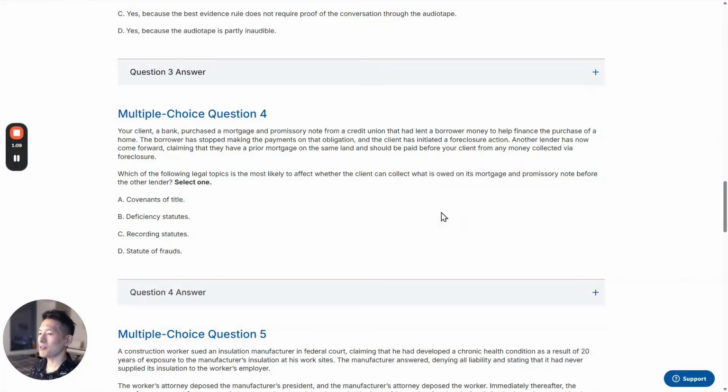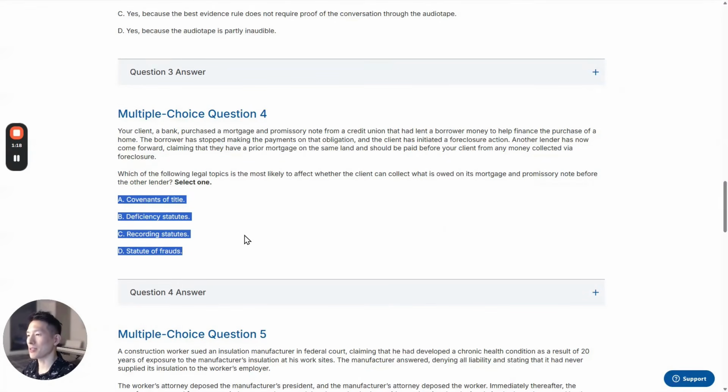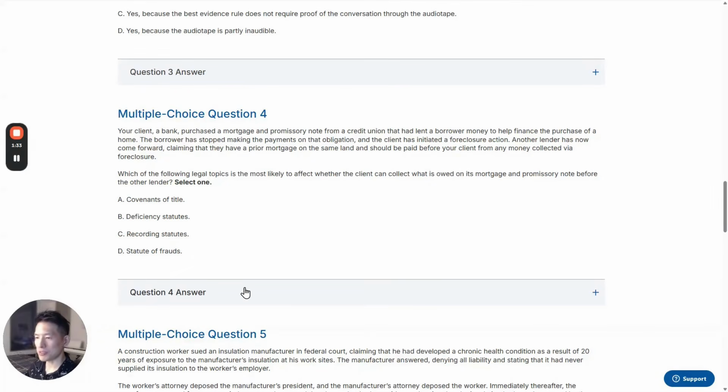So what kind of question is this? What's the subject? So we have a client, a bank, a mortgage. We can actually see right away just from the answer choices that this is a real property question. Talks about title, deficiency statutes, recording statutes, statute of frauds. That's like a contracts topic, but we do see there's foreclosure, mortgage. So this is a real property mode of thinking. So it potentially helps us eliminate this choice as well.